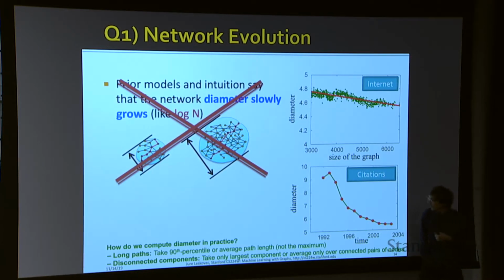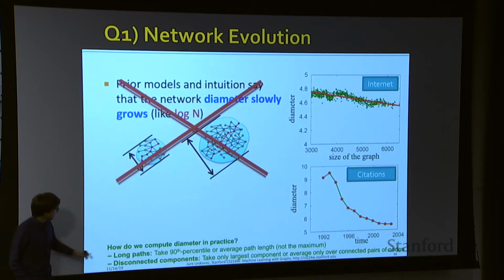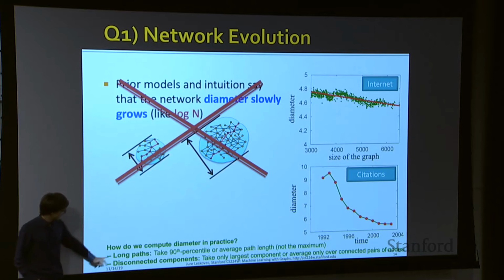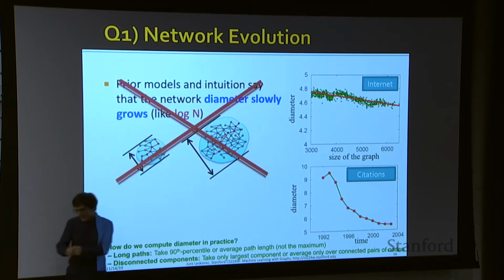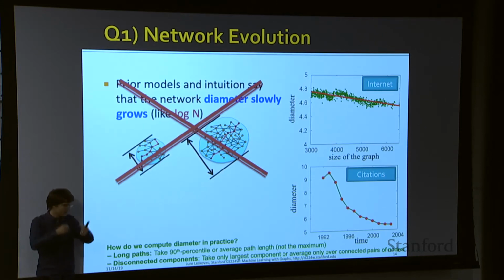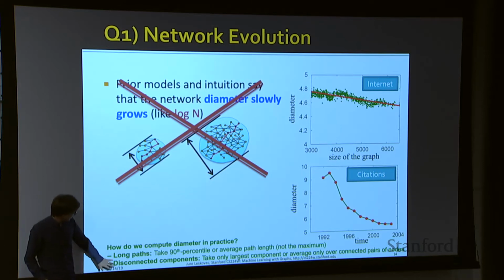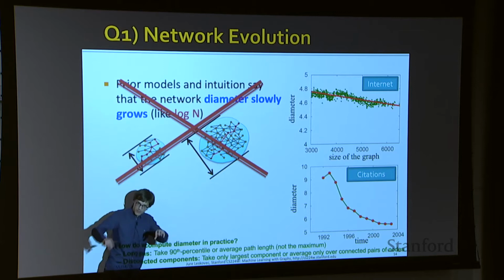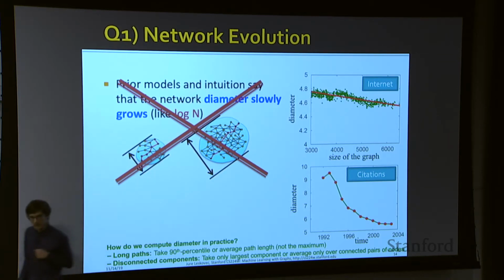Now, of course, you will ask, how exactly do you do this in practice? There are two things. One is that you usually wouldn't take the diameter as the longest shortest path, but you would take the average or something more robust. I think here we took the 90th percentile. And then, what if the graph is disconnected? Many times you have a lot of small connected components, but they are small, so you just focus on the big one. That's how you do this in practice.